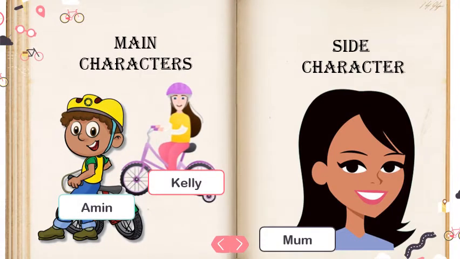Before we continue our reading session, I want to tell you something. First of all, these are the characters for this story. We have the main characters, Amin and Kelly. Say hi to Amin. Hi, Amin. And say hi to Kelly. Hi, Kelly. Side character: this is Amin's mom. Pupils, I want you to listen to me reading this story, and I want you to read with me slowly, okay?